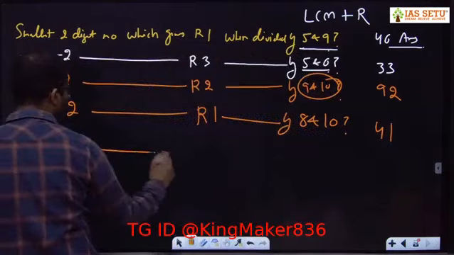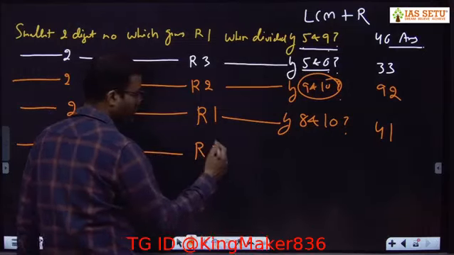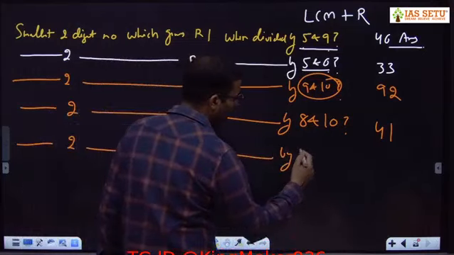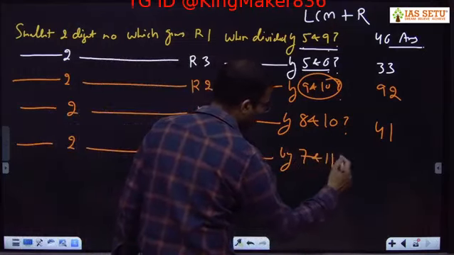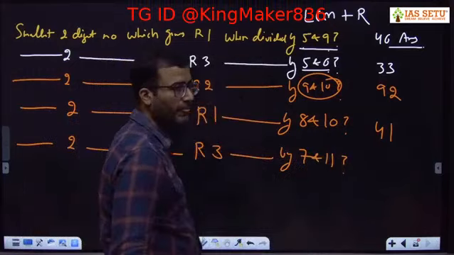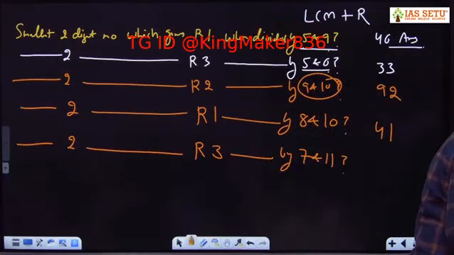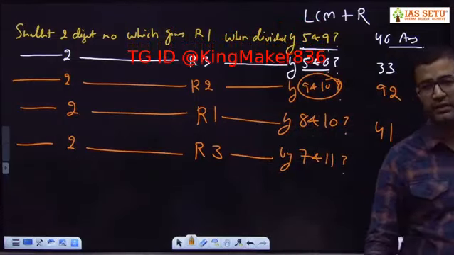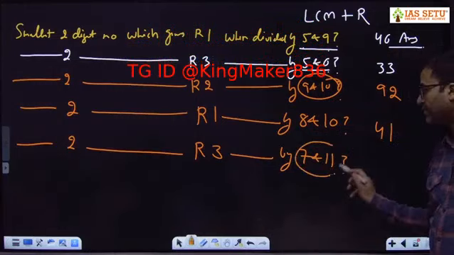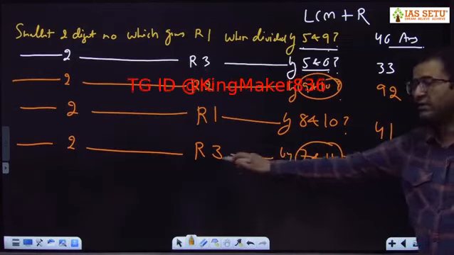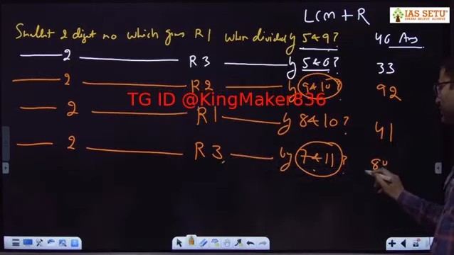Smallest two-digit number which gives remainder 3 when divided by 7 and 11. Means when you divide by 7, remainder 3. When you divide by 11, still remainder 3. What is LCM of 7 and 11? 77 plus 3. So your answer is 80.